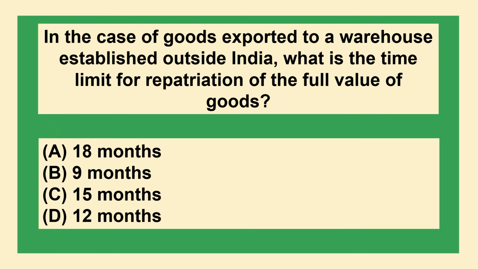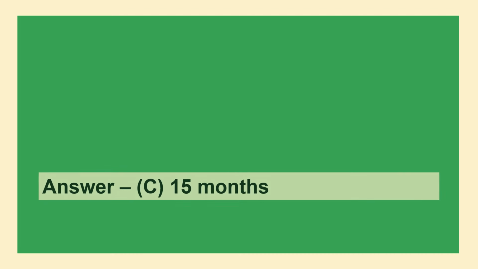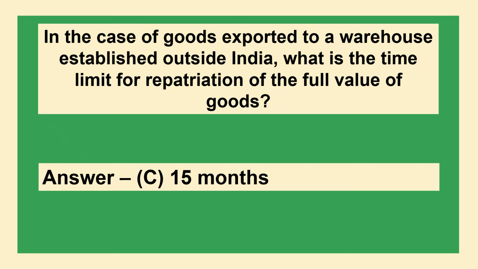In case of goods exported to a warehouse established outside India, what is the time limit for repatriation of the full value of goods? Option A 18 months, option B 9 months, option C 15 months, option D 12 months. The answer is option C 15 months.